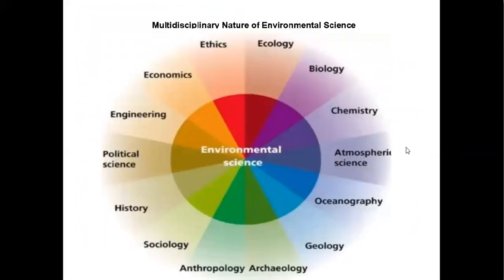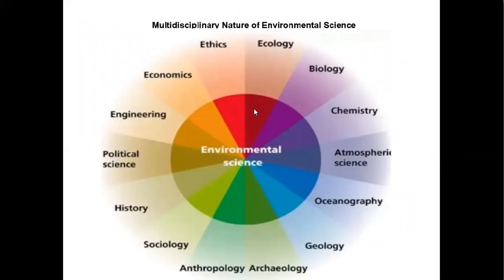Again, another topic is the multidisciplinary nature of environmental science. Why is environmental science known as multidisciplinary in nature? Multi means more than one, and discipline. What are these disciplines? There are so many disciplines which are associated with environmental sciences, so environmental science is known as multidisciplinary in nature.